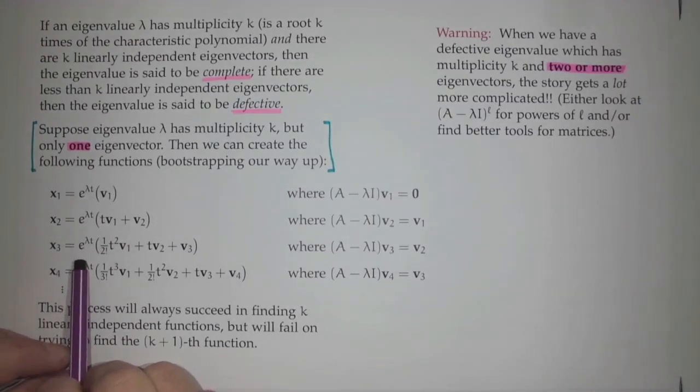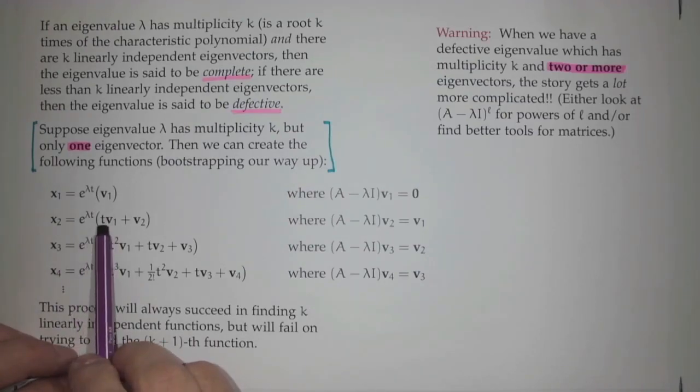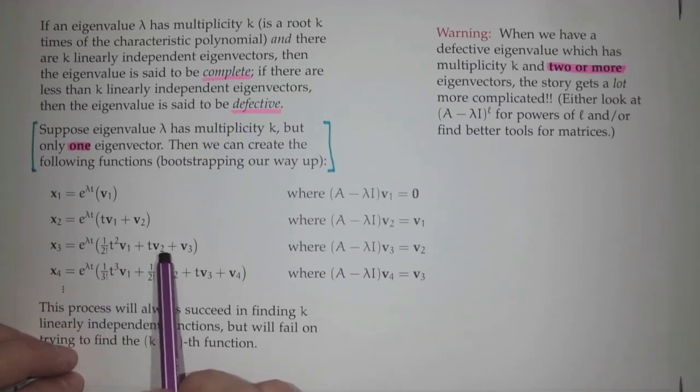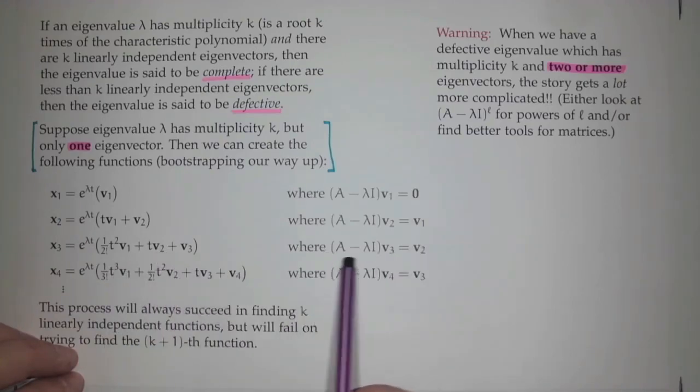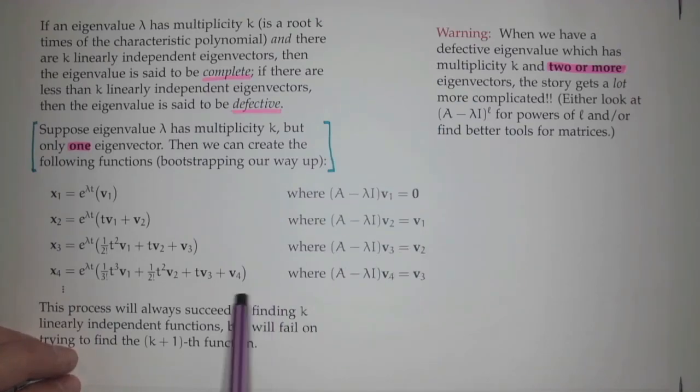Look at the next one, x3. You have e to the lambda t. So here, you might think, oh, we should have t squared, but we don't. There's a little piece here, 1 over 2 factorial. Then t v2, add a new vector. And again, the new vector is sort of, we're working our way up. Every time it's (A minus lambda I) times the new vector equals the previous vector.